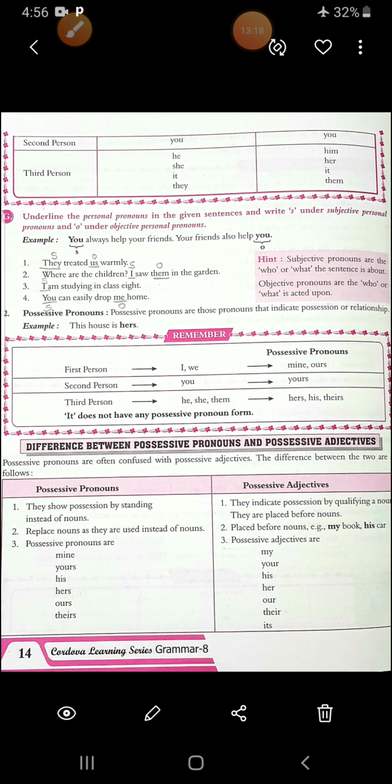Now what is the difference between possessive pronouns and possessive adjectives? Possessive pronouns show possession by standing instead of nouns. So they will stand in place of a noun. Like if I am saying this is my car, this car is your what? Noun. But now if I use a possessive pronoun, what will I say? This car is mine. So in place of noun, what is standing now? Possessive pronoun. That word is mine.